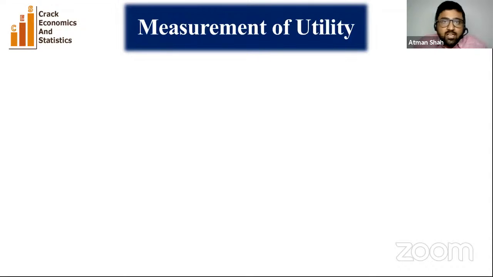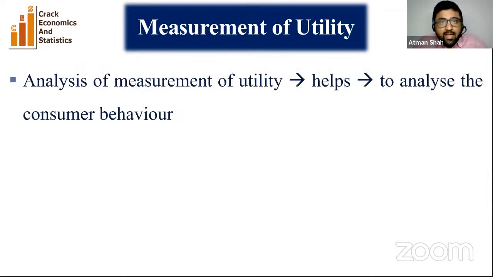So measurement of utility plays an important role in microeconomics. In microeconomics, we basically study the behavior of consumer and producer. The analysis of measurement of utility helps us to understand the consumer behavior, because the demand for a commodity depends on its utility. So the utility that consumer derives from the commodity directly affects the demand.